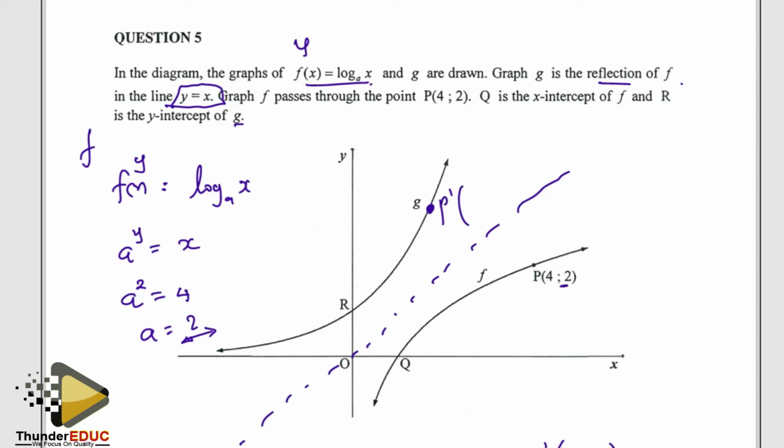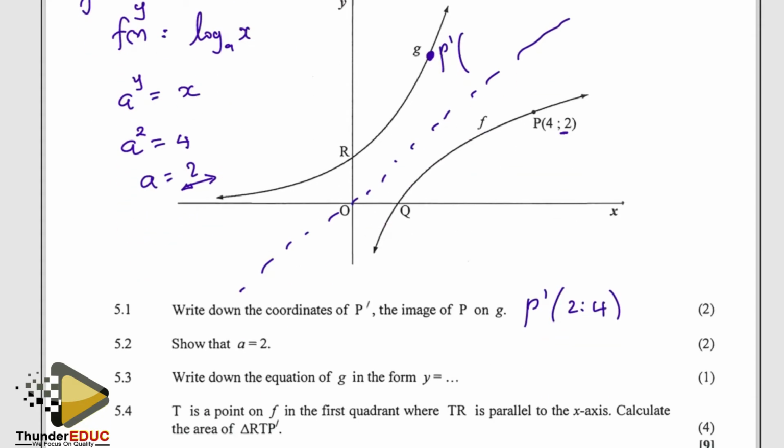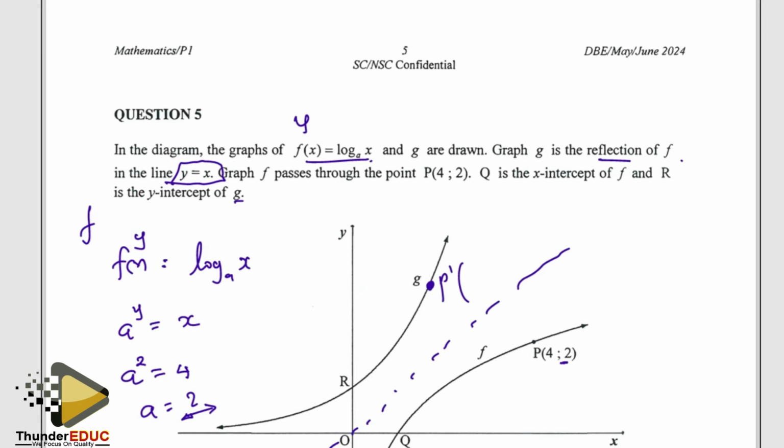All right, then we move on. Remember, they were telling us to show that a is a 2. That's what we just did. Then 5.3. Can we write the equation of g in the form? Now remember, g is the inverse of f.